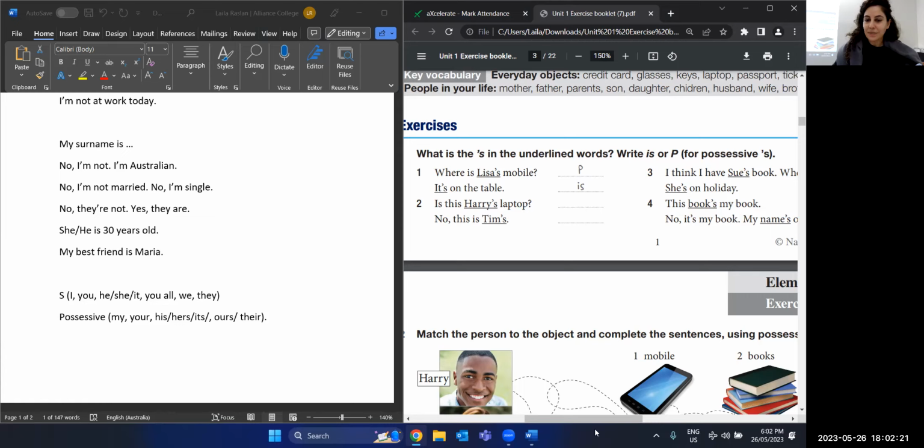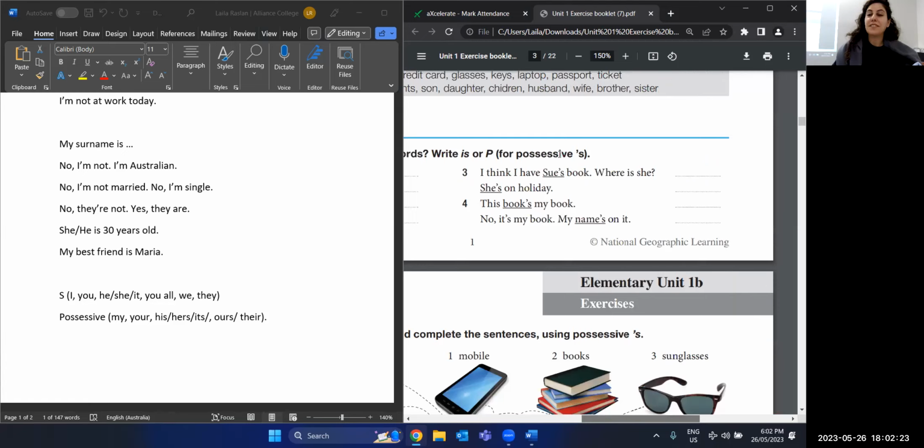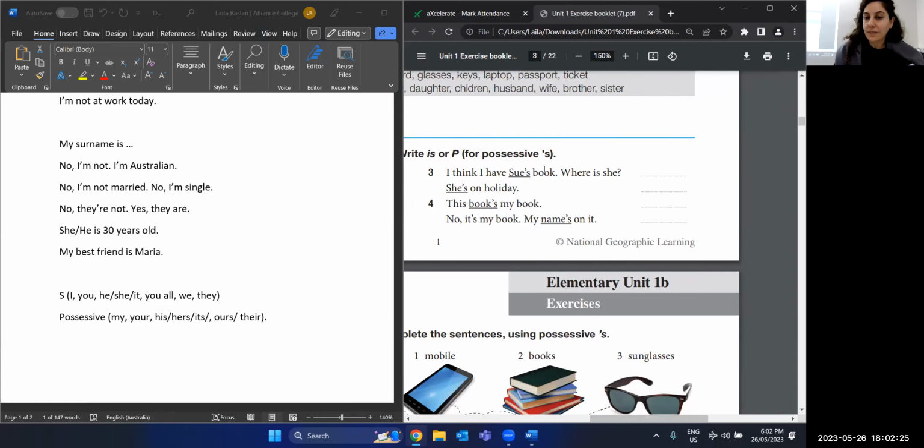I think I have Sue's book. Where is she? She's on holiday. She is. This book's my book. No, it's my book. My name's on it. Yeah.